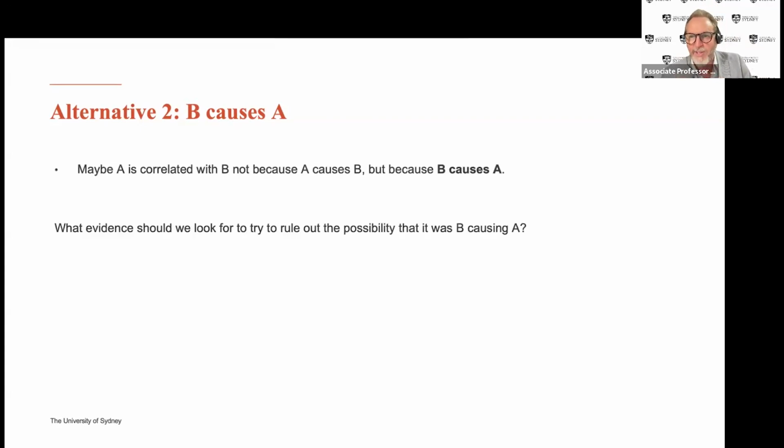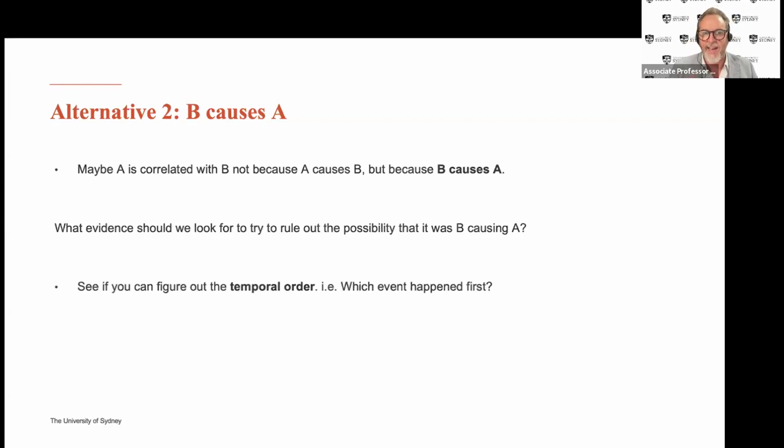So what test could we use to figure out whether it's A causing B or B causing A? Well, let's think about the observed correlation between earthquakes and tsunamis. We might ask, if these events regularly go together, is it more likely that the earthquakes are causing the tsunamis or that the tsunamis are causing the earthquakes? Could it be B causing A? And there's a very simple test that's available to us in many cases here.